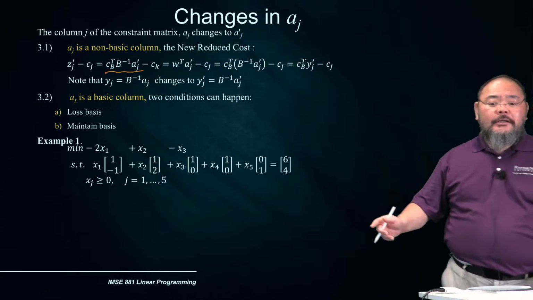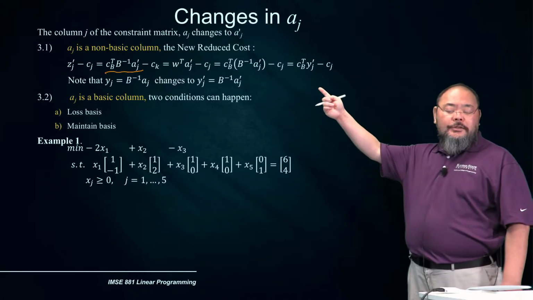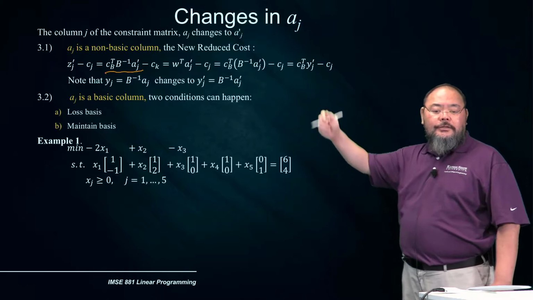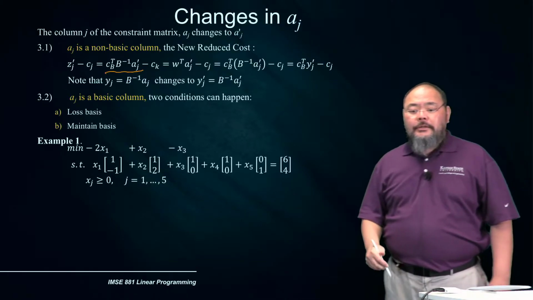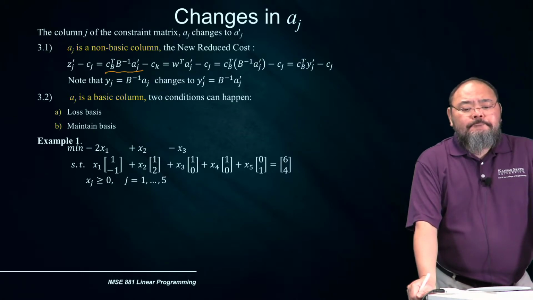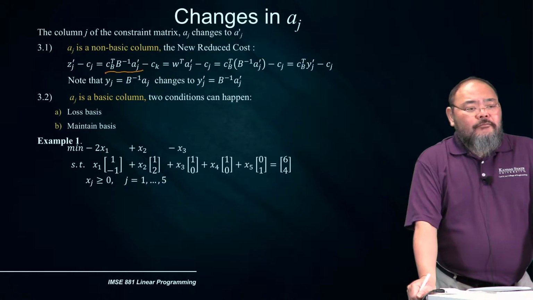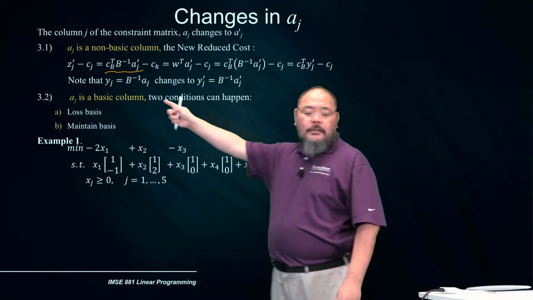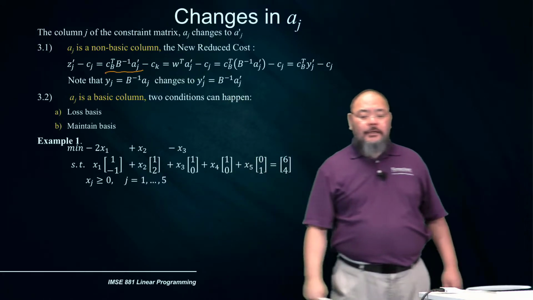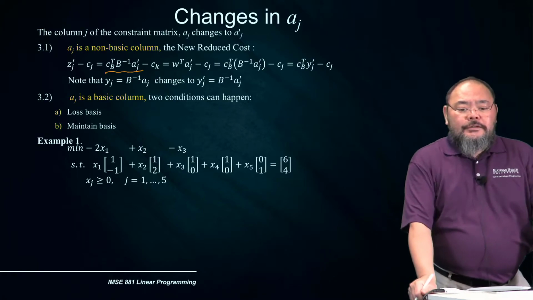And basically, we also change the CB transpose times yj prime. So the Y columns also change. In the current tableau, the Y column changes as well, since Aj changes. So the Y column equals B inverse times Aj, changing to yj prime equals B inverse times Aj prime. So this is straightforward and easy.